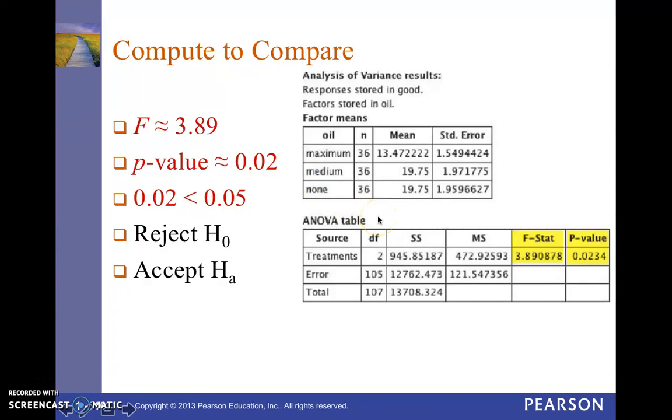So what would that say? Hey, there really is a difference between the amount of oil that you use in terms of kernels popped. I guess that's what that data reflects. Or maybe it actually reflects the amount of bad kernels that are popped. I don't know.